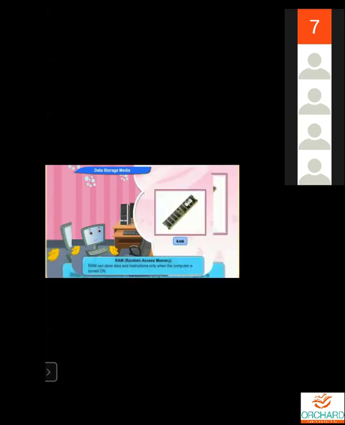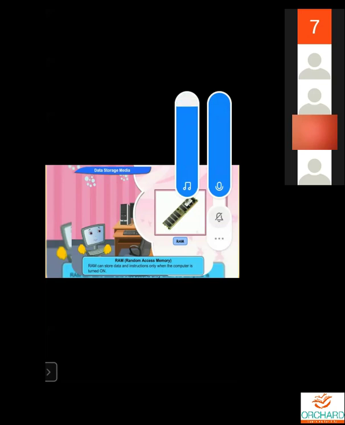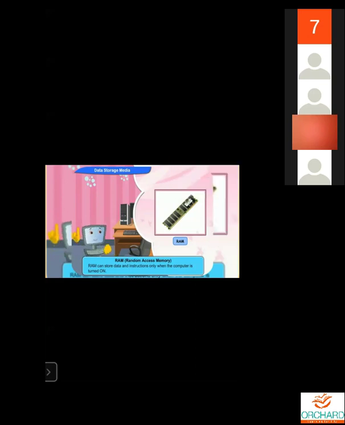Since you already know that the primary memory is the RAM and ROM, let me tell you more about them. The full form of RAM is Random Access Memory. RAM can store data and instructions only when the computer is turned on. You can read and write data on the temporary memory. If the power suddenly goes out, all the data stored on it is lost. So RAM is also known as volatile memory.